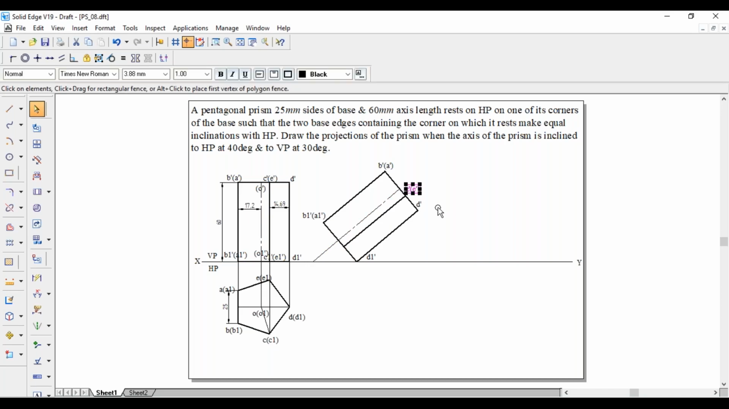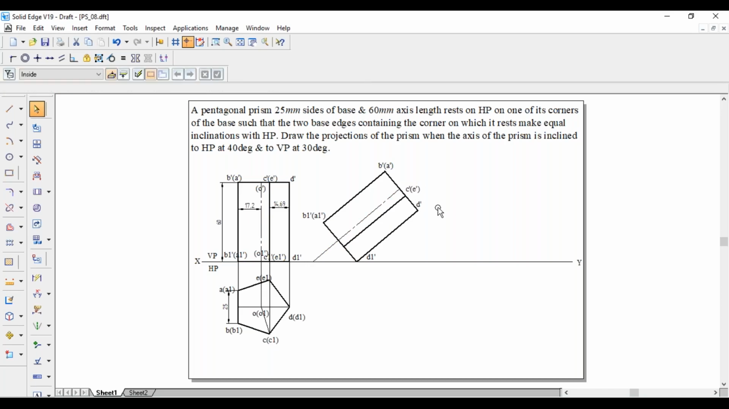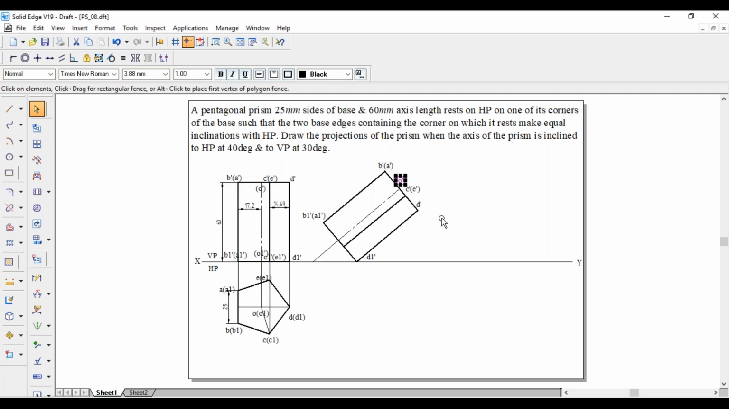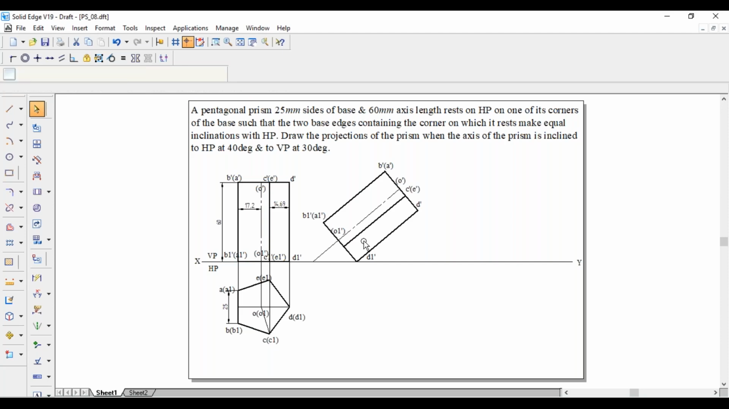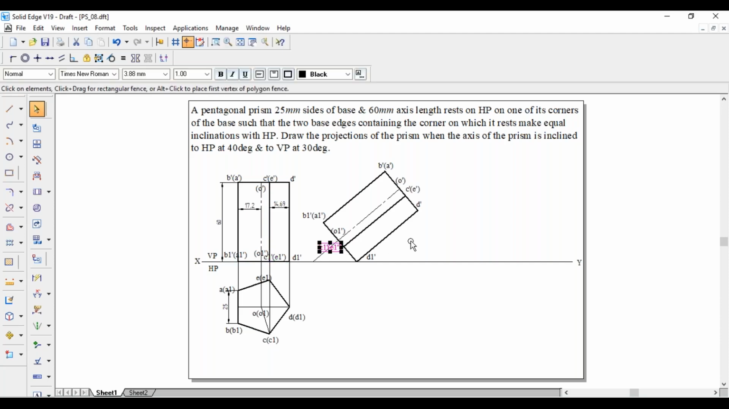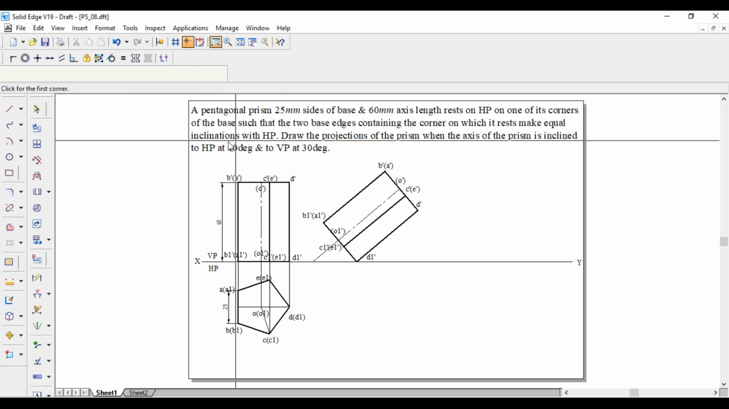This is c dash in the bracket a dash, in the bracket o dash, in the bracket o1 dash, and this one is c1 dash in the bracket e1 dash. Project the points in the downward direction.